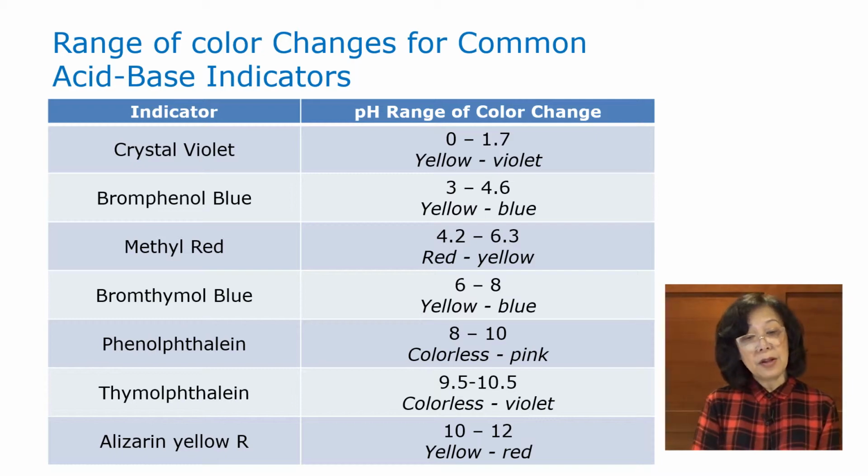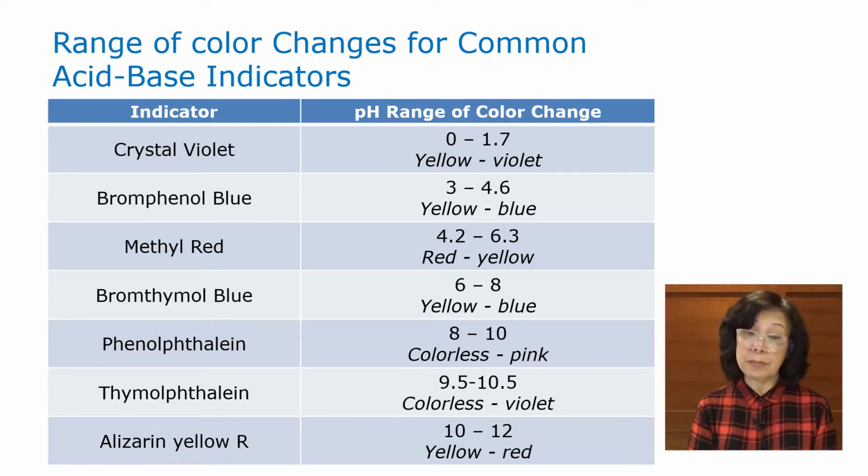And then thymolphthalein, which has a pH range of 9.5 to 10.5, colorless to violet. And alizarin yellow R, which has a pH range of 10 to 12, yellow to red.